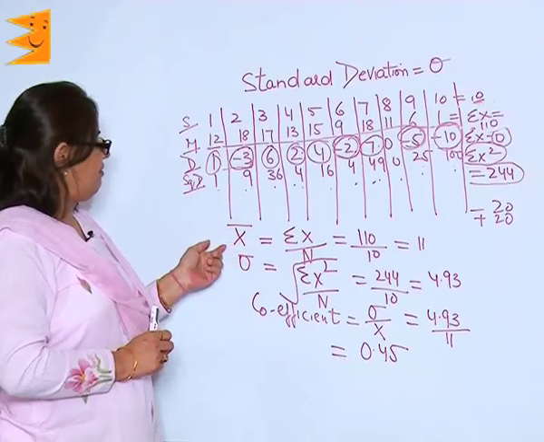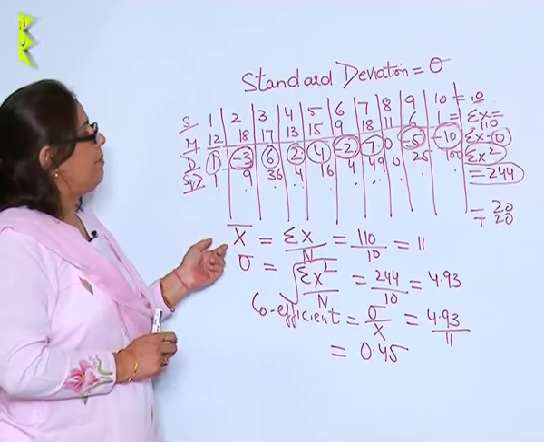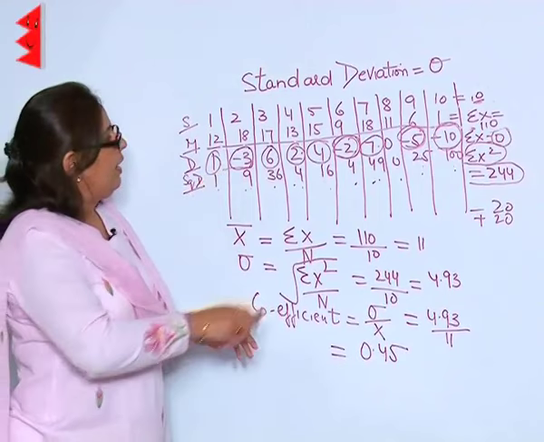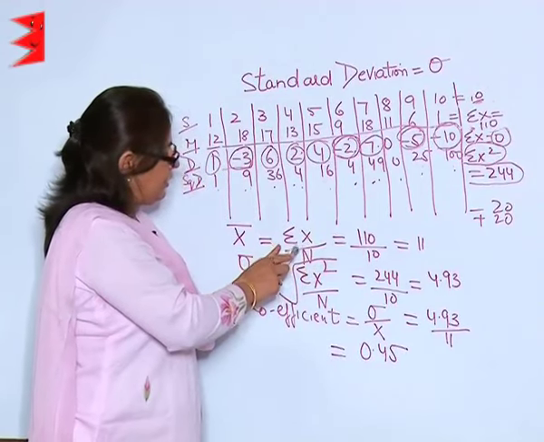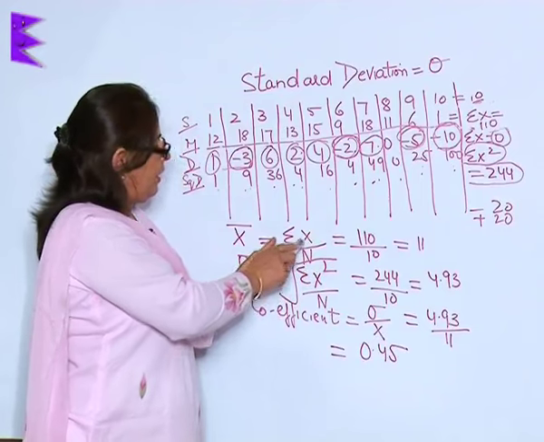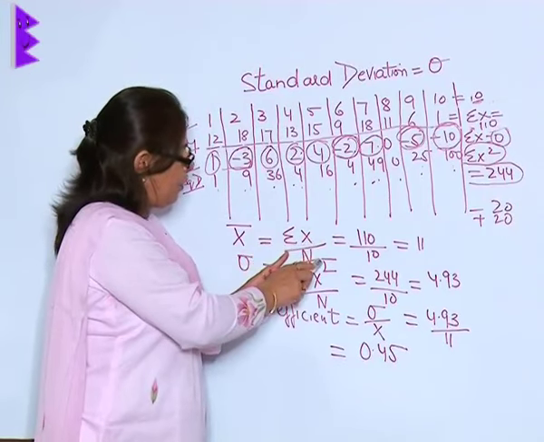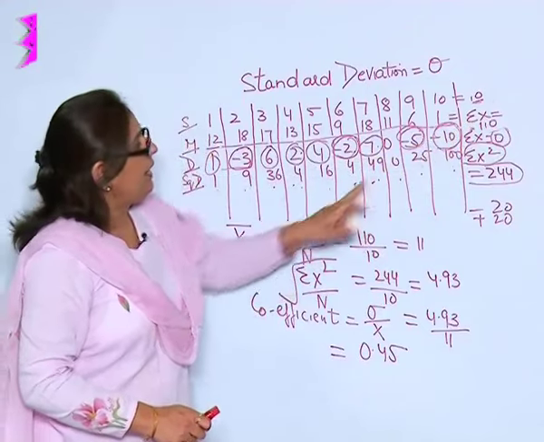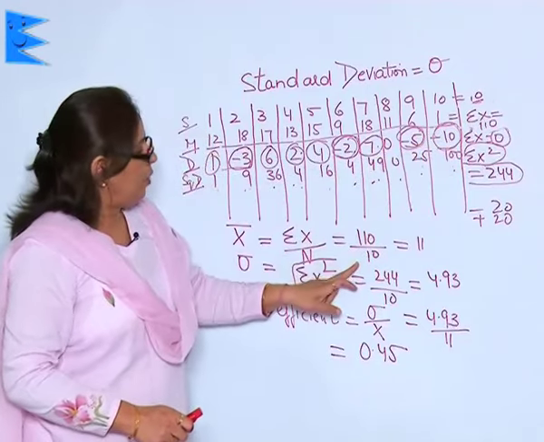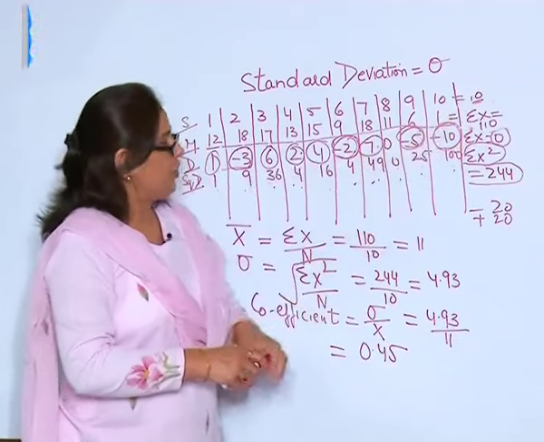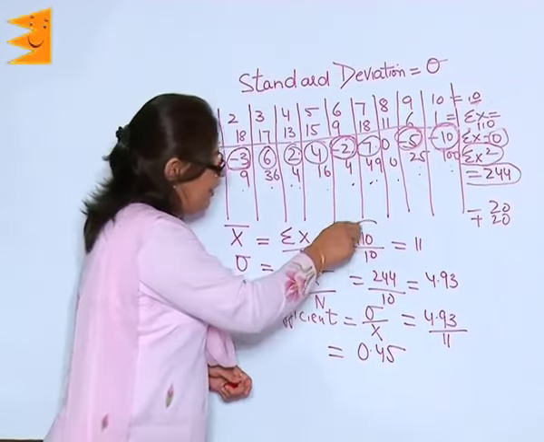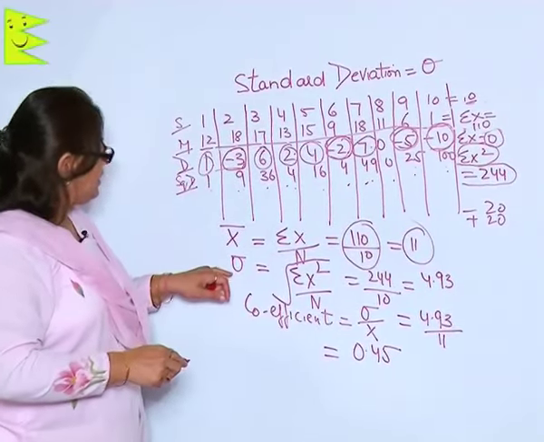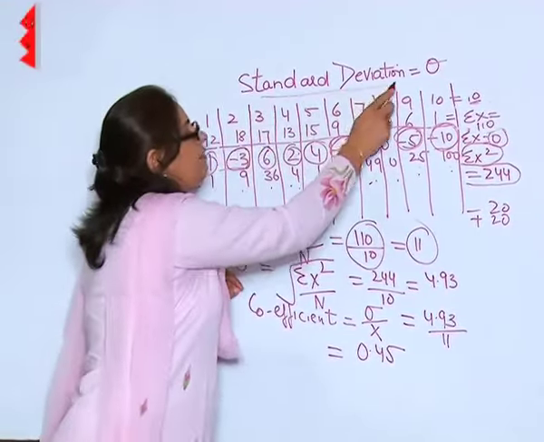Now I will try and find out the x bar, and to find out the x bar, what we did here was sigma x upon the number of observations, which means sigma x is 110 upon the number of observations, which is 10, which gives me 110 upon 10 is 11. Next I must find out the standard deviation.